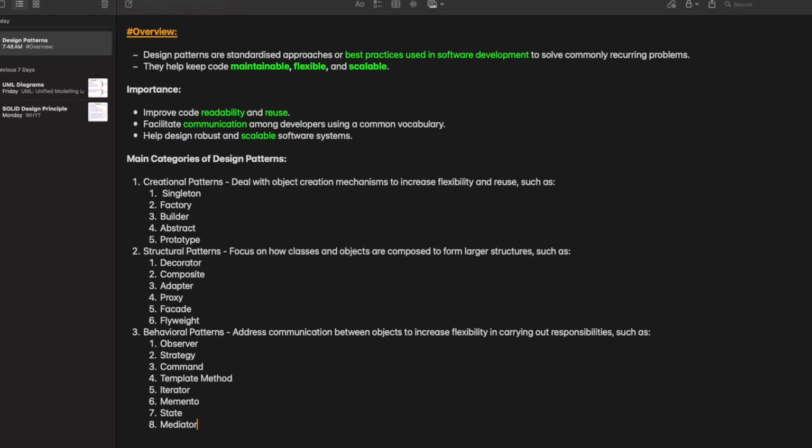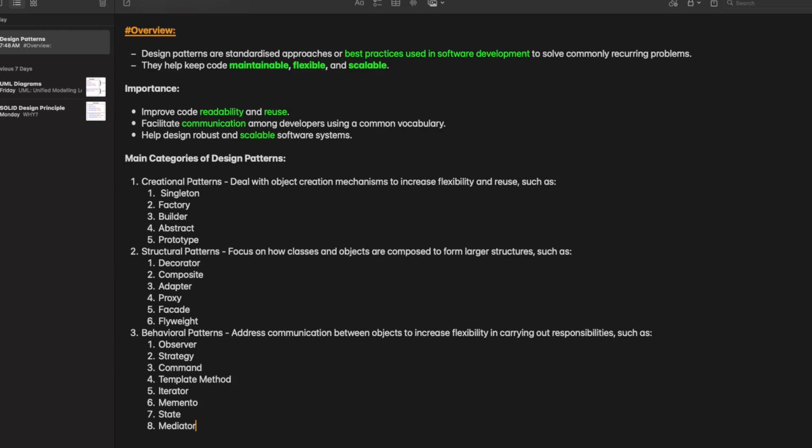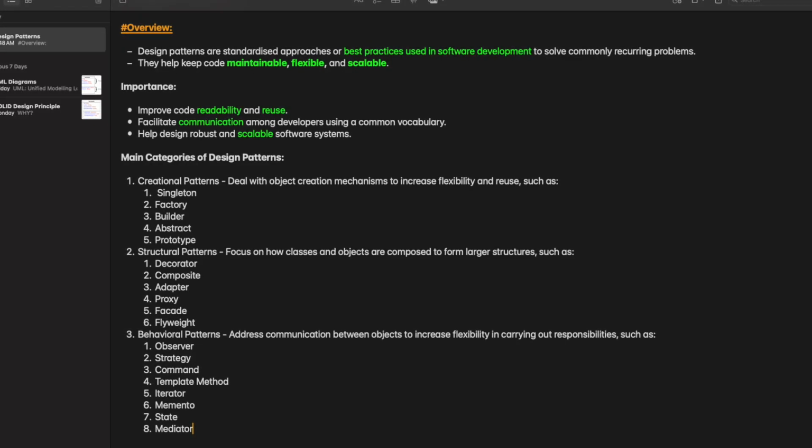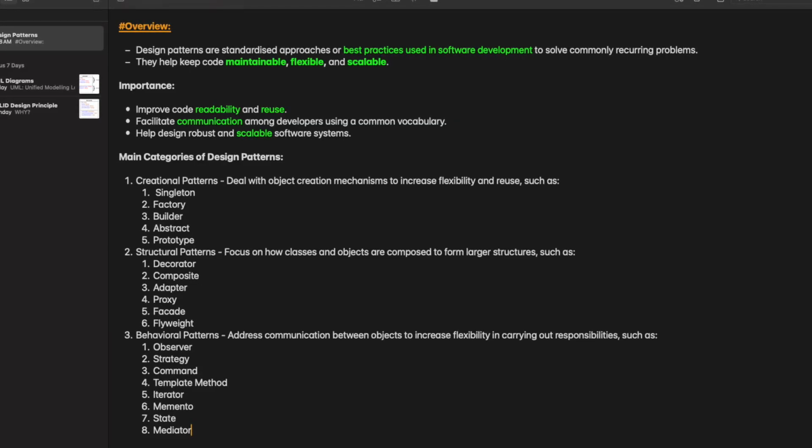Coming to structural patterns, these focus on how classes and objects are composed to form larger structures. A few examples of it are the adapter pattern, composite pattern, decorator pattern, proxy, facade, and flyweight pattern. All this we'll be talking about in the design pattern series.